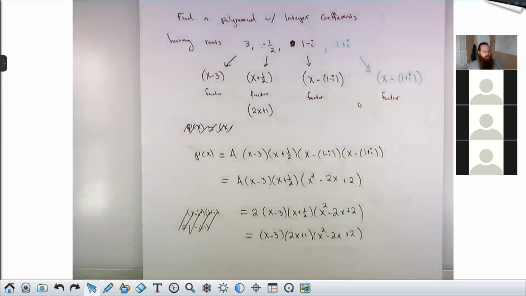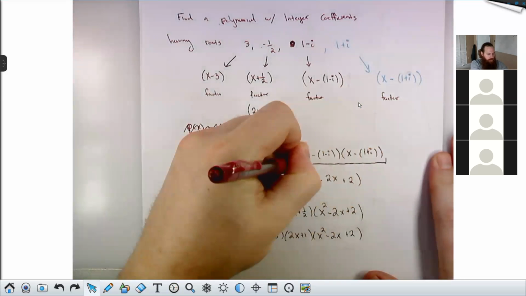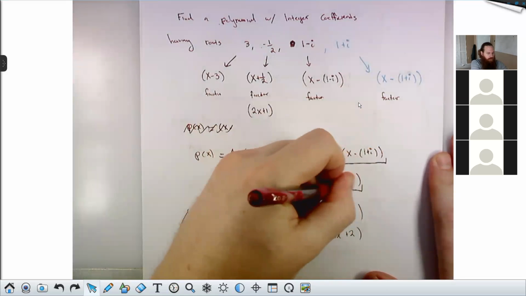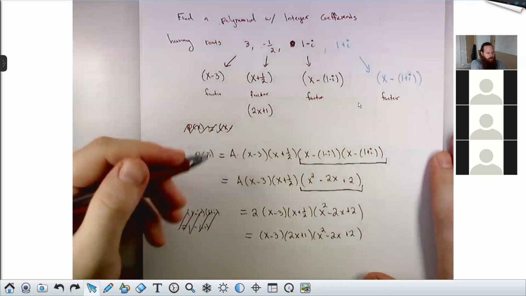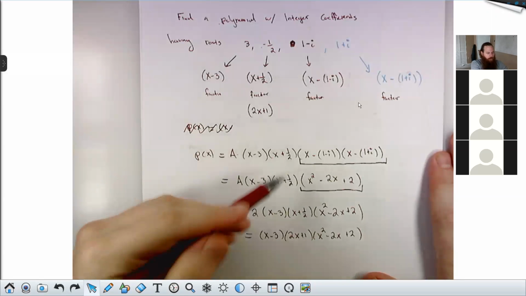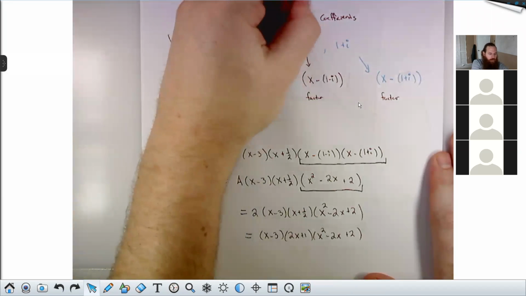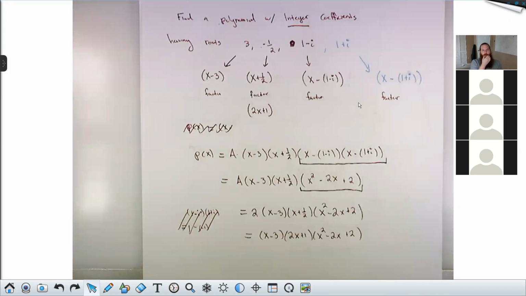Frankie, to answer your question, these two pieces I multiplied together in my head to get this piece. And then I chose to plug in 2 for a because I wanted to get rid of this 1/2 here, because we wanted integer coefficients, integer meaning whole number, no fractions.